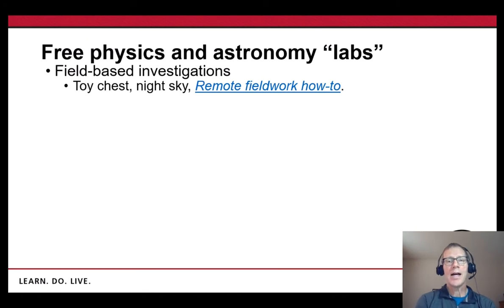The third one there is a hot link to some generic field work, how to do that in a remote environment. That's focused more on biology and earth science. I've read it over briefly, but I have not used it, but it was recommended by a good colleague who has used it a lot. But if you are teaching physics and astronomy, a couple of great field locations are the night sky or a toy chest. So balls, cars, they make great physics tools, flashlights, although that's probably not in a toy chest, great physics tools.